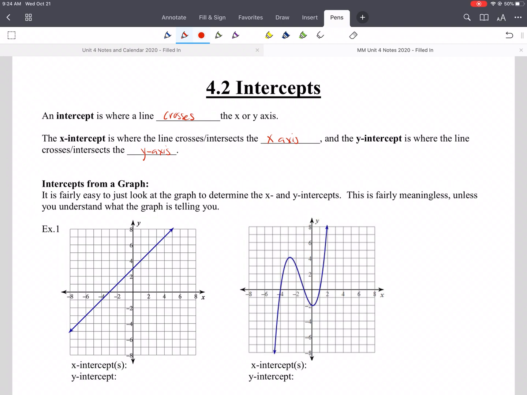All right, welcome to 4.2. We're going to be talking about intercepts. Last time we talked about slopes. Today we're doing intercepts, and then we're going to combine them in the next lesson doing slope-intercept form.